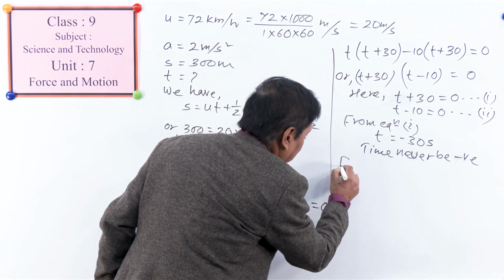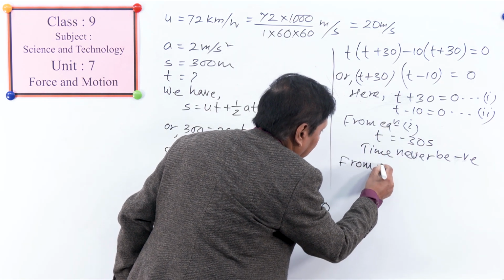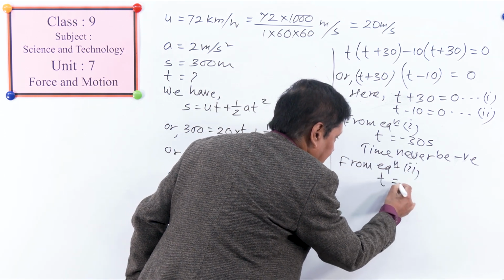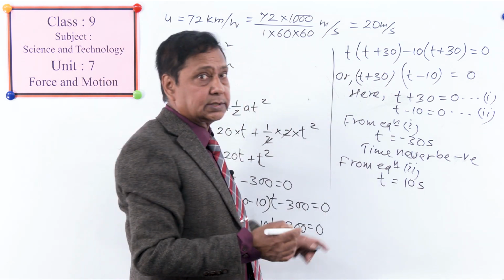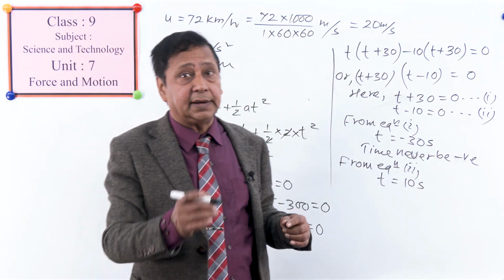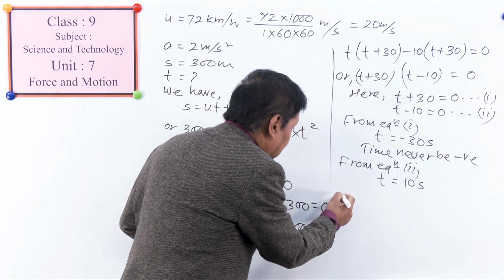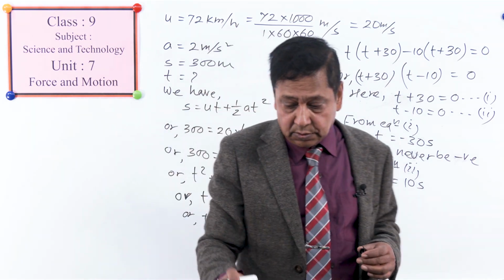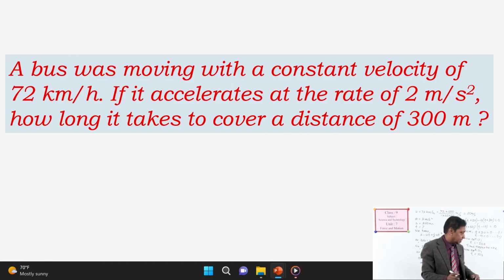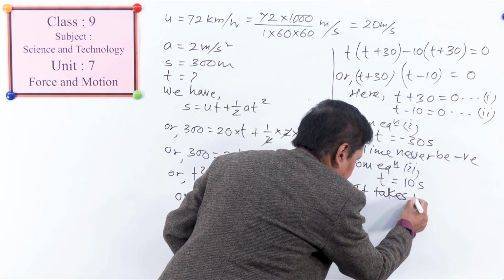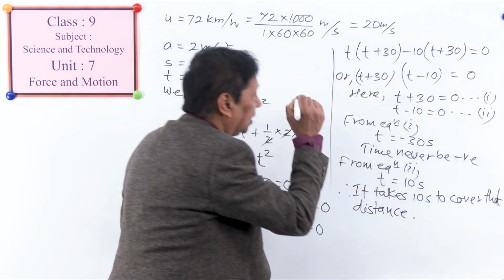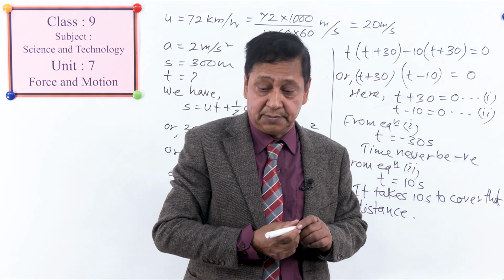Now from equation 2, t is equal to 10 seconds. This is the correct value. That's why the final answer is 10 seconds. So we can write one sentence for this. According to the question, how long does it take to cover that distance? It takes 10 seconds to cover that distance. Okay, this problem is also solved.